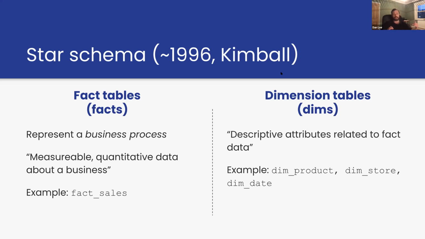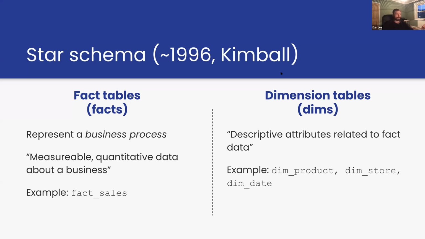And the idea here is to break your data model into basically two different types of data set, a fact table or a dimension table, otherwise known as facts and dims. So facts represent a business process, i.e. some measurable quantitative data about a business. And the canonical example that people talk about is a sales data set, so like fact sales. Dimension tables describe attributes related to fact data. So things like products or stores or potentially even dates.